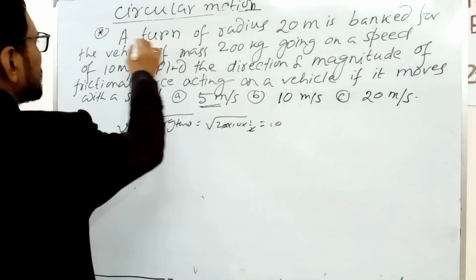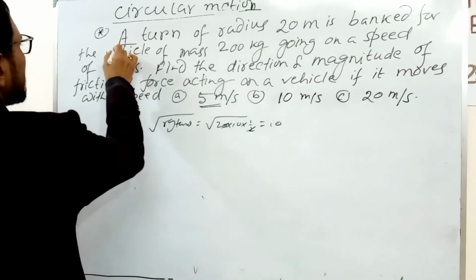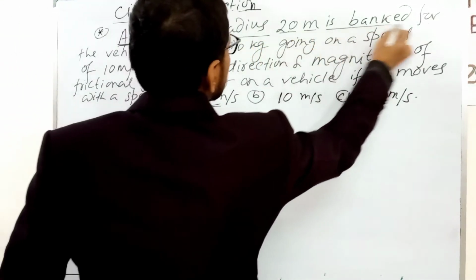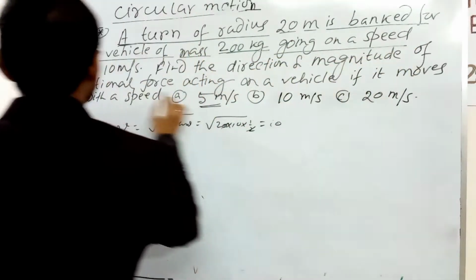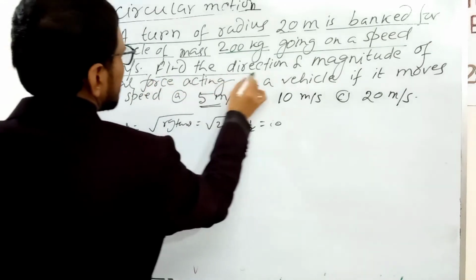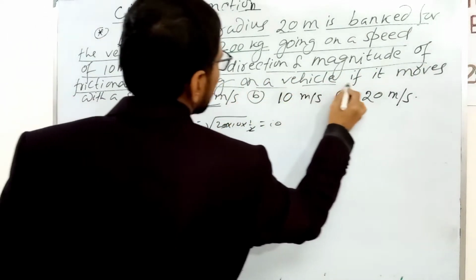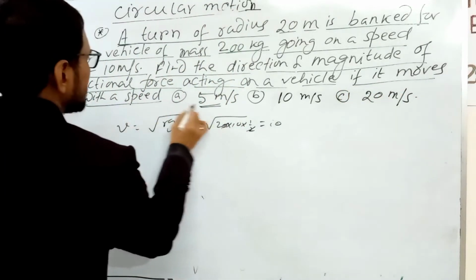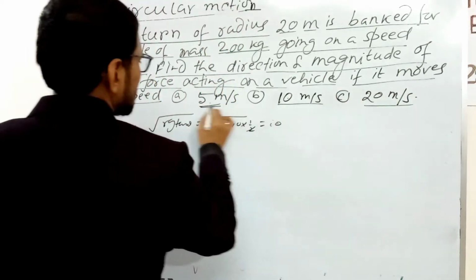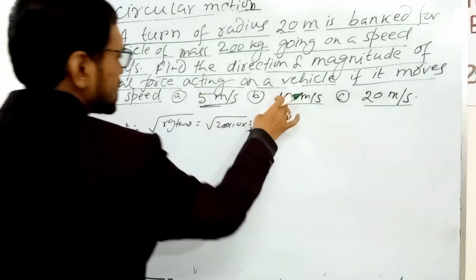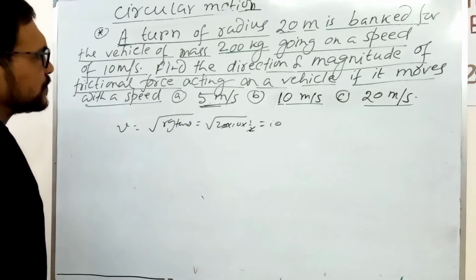So this is a question: a turn of radius 20 meter is banked for a vehicle of mass 200 kg going at a speed of 10 meter per second. Find the direction and magnitude of the frictional force acting on the vehicle if it moves with a speed of 5 meter per second, 10 meter per second and 20 meter per second. So three cases at three velocities; find the direction and magnitude both of the frictional force.